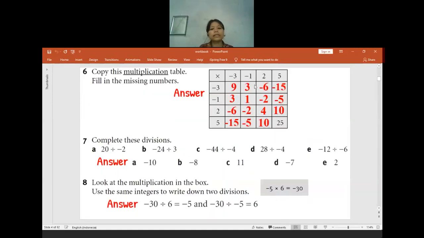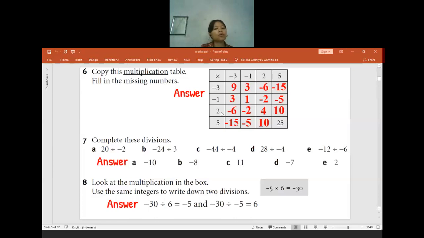Okay, now questions 6, 7, and 8. For question 6, I don't think you will have any difficulties. Here we just need to multiply negative 3 times negative 3. Negative times negative will be positive, and 3 times 3 is 9. That's why the answer is 9.